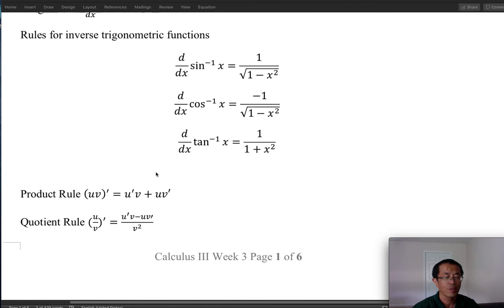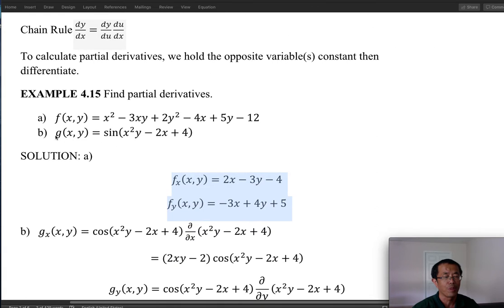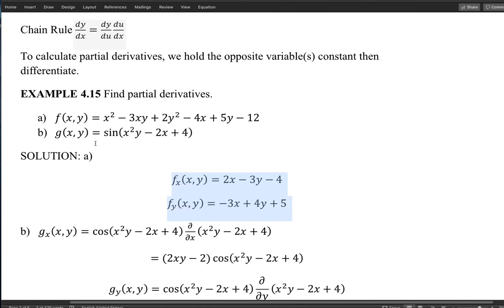Let's move on to the second part of the example. Example 4.15, this is from the textbook, and we did part A already. Let's take a quick look at part B. Still, we are going to consider partial derivatives. This time, the function is named g. So we have g sub x, and it is a partial derivative with respect to x.